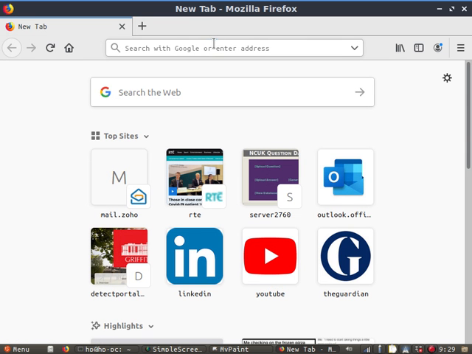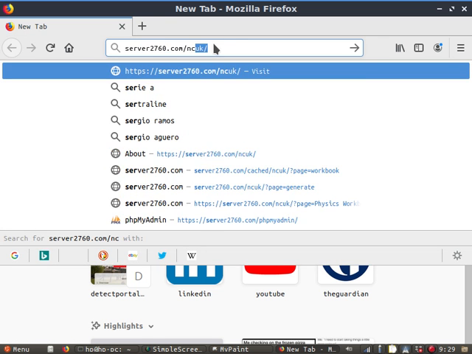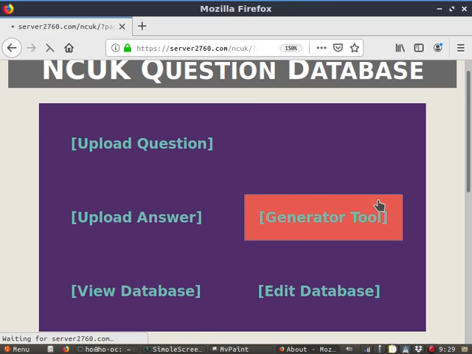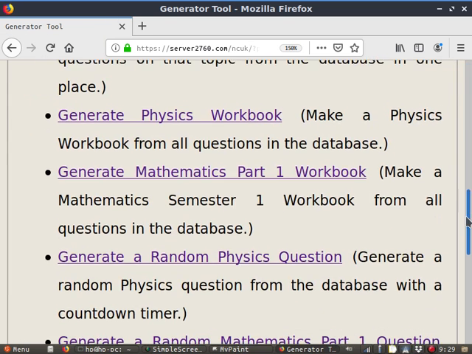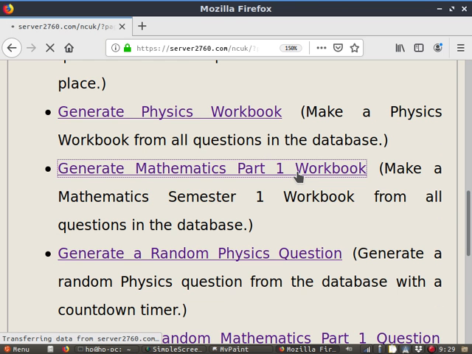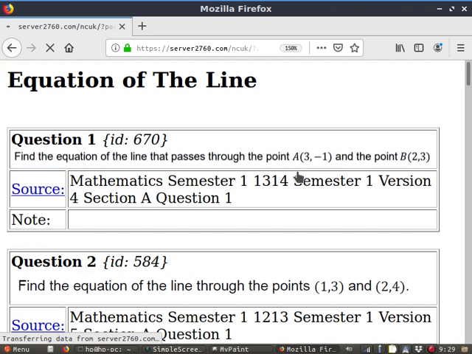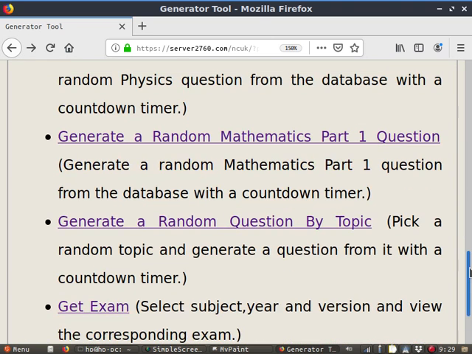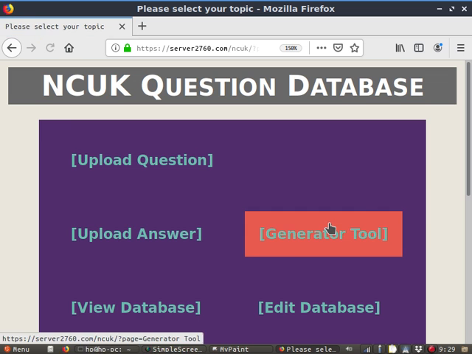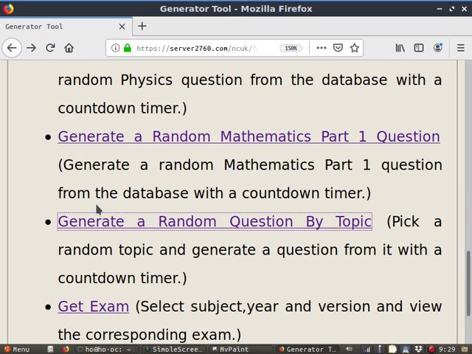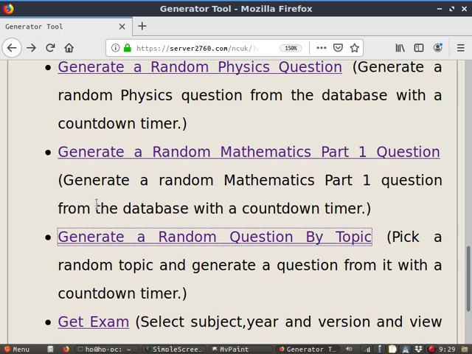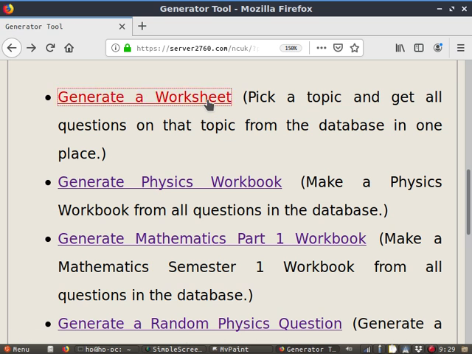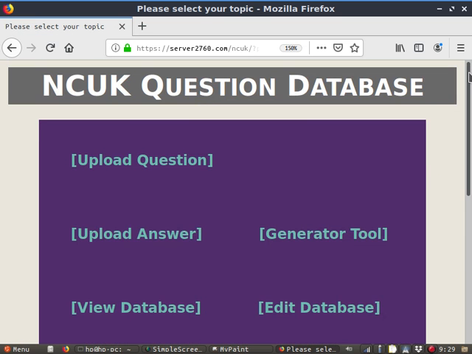Okay, let's see. Generator tool. No. I want worksheet. Where's worksheet? Generate a worksheet, there you go. Okay.